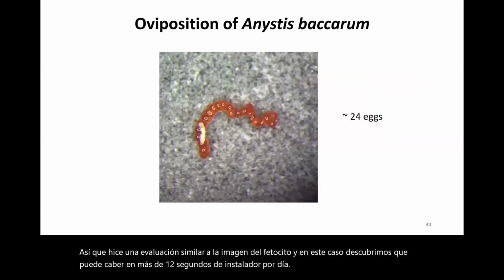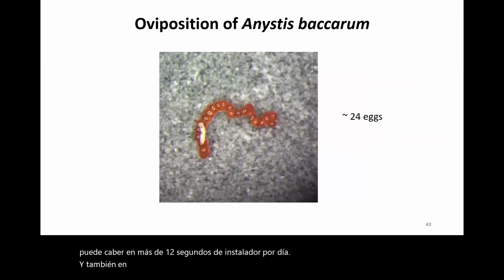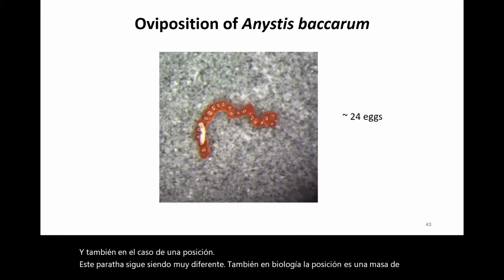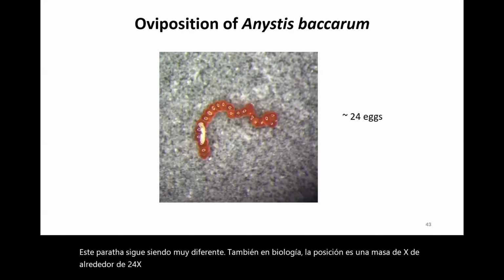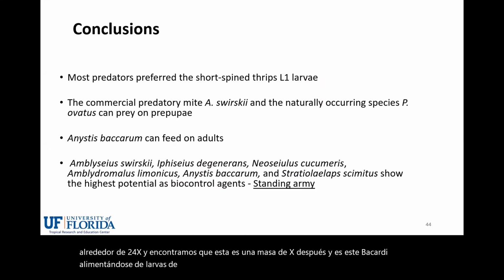Also, in the case of oviposition, this predatory mite is very different also in biology. The oviposition is a mass of eggs of around 24 eggs, and we found this mass of eggs after it fed on second instar larvae of Thrips parvispinus.